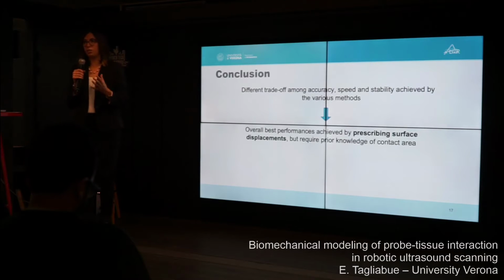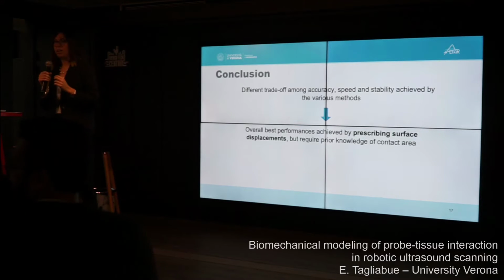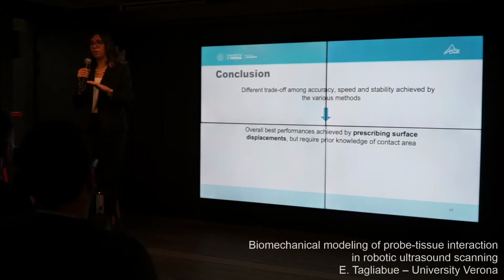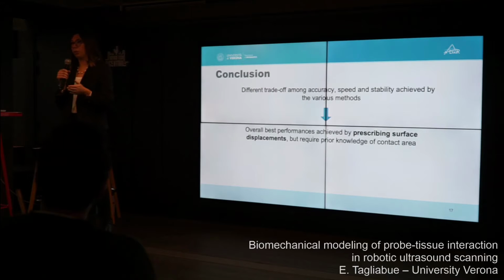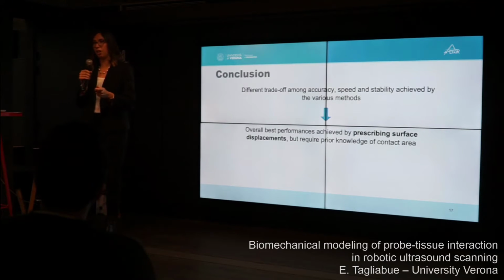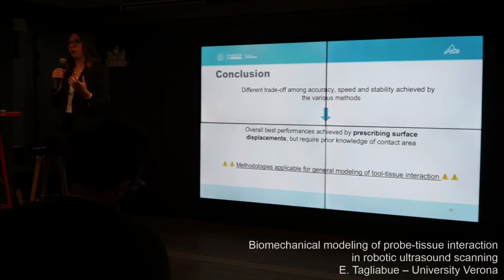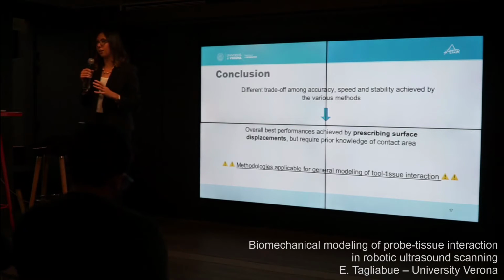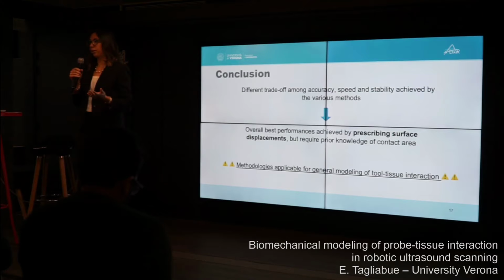Anyways, the method which seemed to perform better is the one which prescribes surface displacements, even if it has the constraint that the contact area must be a priori known. However, even though this may be a limitation in some applications, in our case it's not a strong limitation, since by planning the robot motion, we can know in advance which is the area where the robot is going to hit the surface. And so I think that this comparison between these methodologies can be of help in a general sense for everyone who is trying to model the interaction between a rigid object and a deformable object.